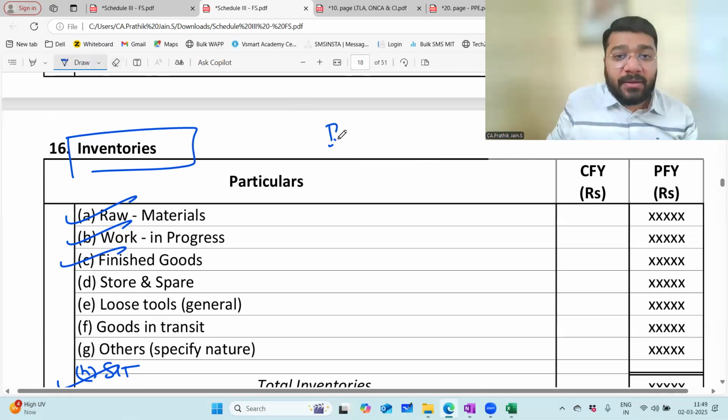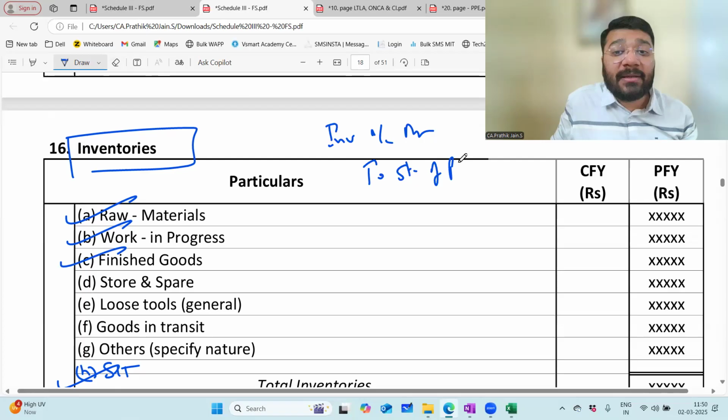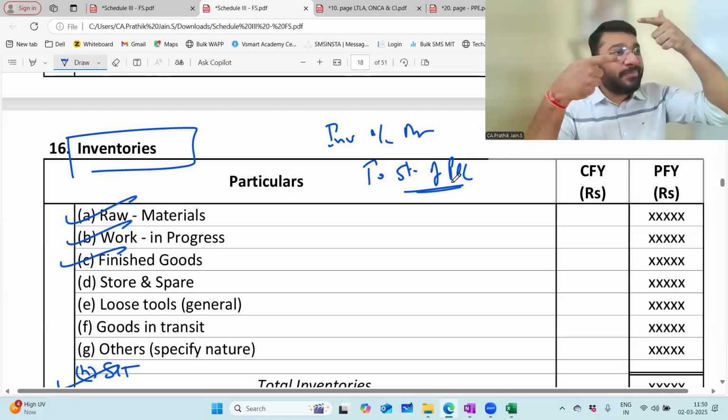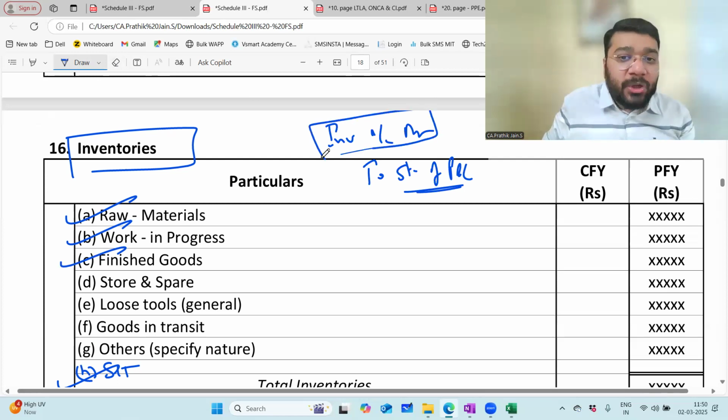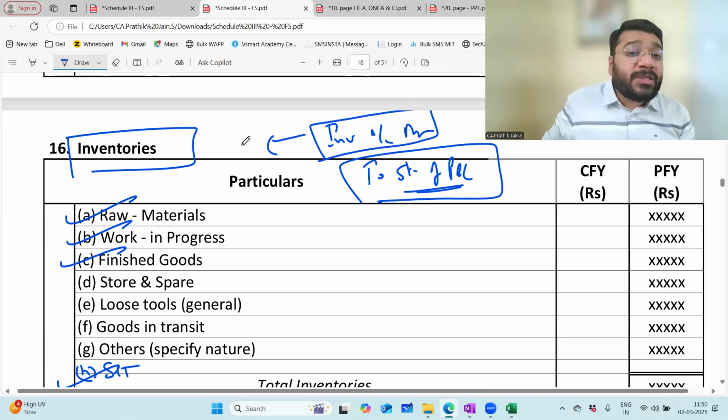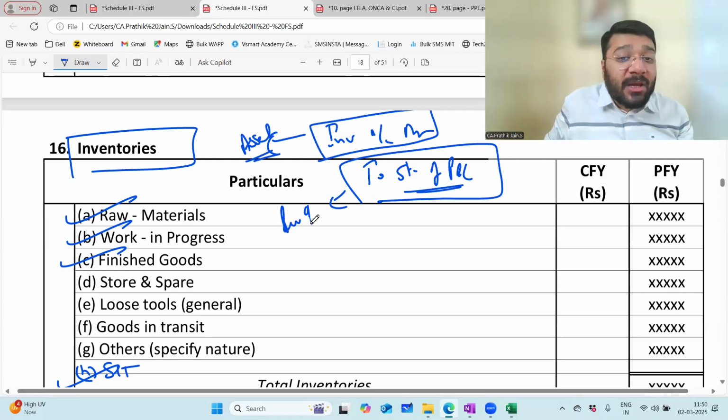Inventory account debit to statement of P&L. In 11th standard, what entry did we record? In CA Foundation, what entry did we record? Closing stock to trading account. So instead of closing stock, closing inventory. Instead of trading account, to statement of P&L. So this is the creation of an asset. This is the reversal of expenditure.